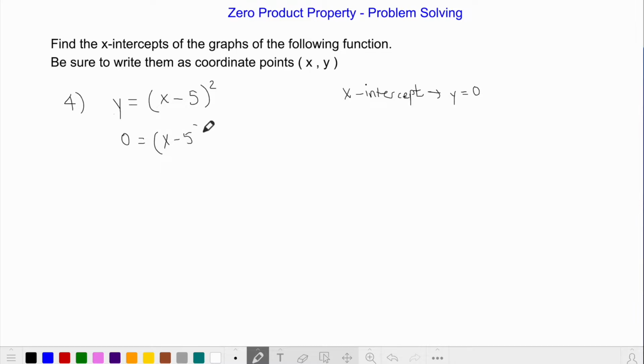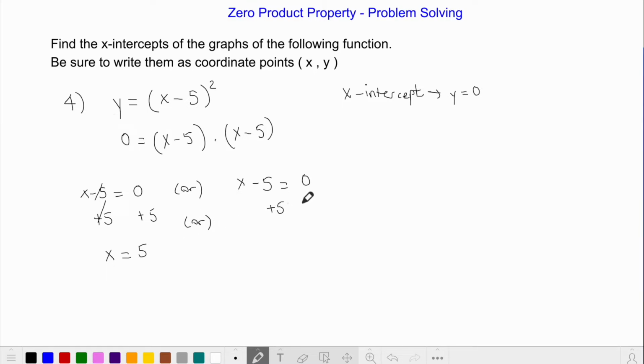So that would be x minus 5 times x minus 5. Either the first factor has to be 0 or the second factor has to be 0, so that when we multiply them, the result is 0, or in other words, to satisfy the equation. So x minus 5 is equal to 0, or x minus 5 is equal to 0. Here we add 5 to both sides, and that gives x is equal to 5, or we add 5 to both sides here as well, and that gives x is equal to positive 5.